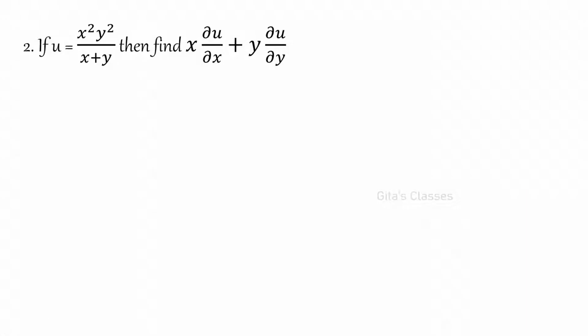Okay. Next problem. If u is equal to x squared y squared by x plus y, then find x into dou u by dou x plus y into dou u by dou y. This is another type of problem. See, in the previous problem, you were asked to verify the theorem. Now, there is another way of asking. They won't mention that you have to use Euler's theorem. By seeing the function, you should get the intuition that, okay, x into dou u by dou x plus y into dou u by dou y, immediately you should be able to recollect that we have to apply Euler's theorem here.